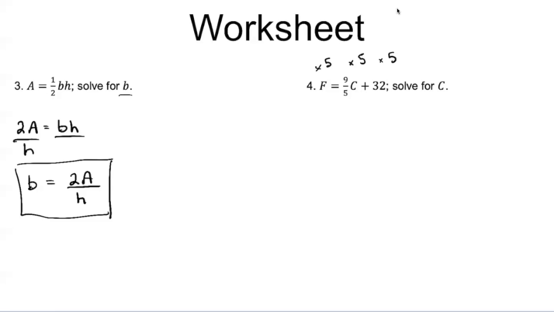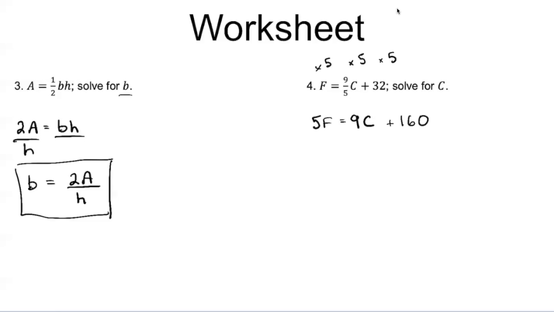So 5 times f is 5f. 9 over 5 times 5 just leaves me with 9 times c. And then 32 times 5 is 160. Right? Because 5 times 30 is 150 and 5 times 2 is 10. Add them together. 150 plus 10 is 160.